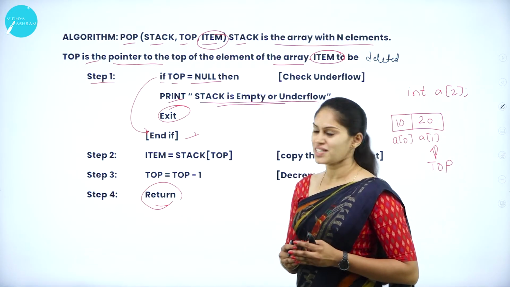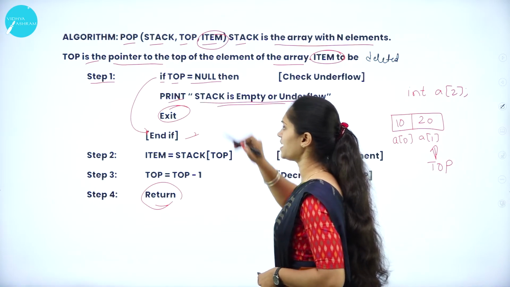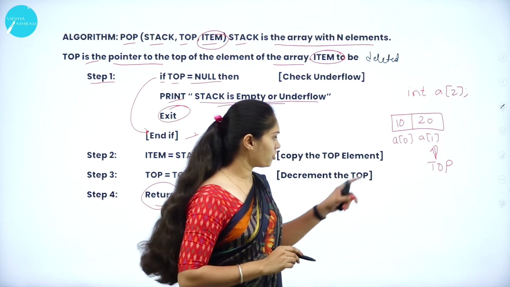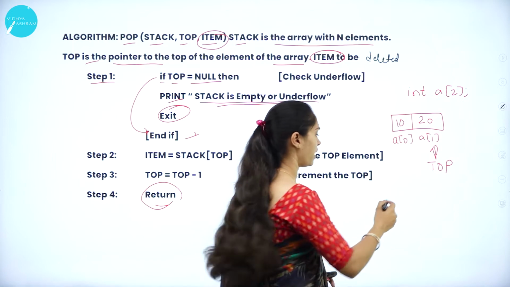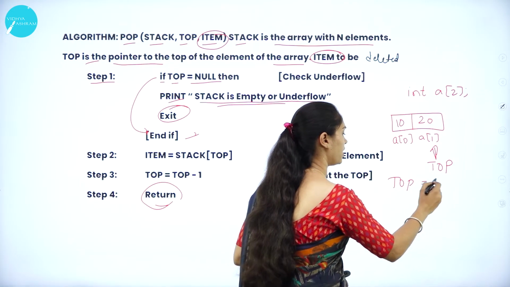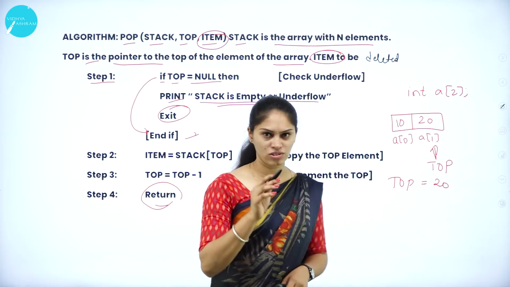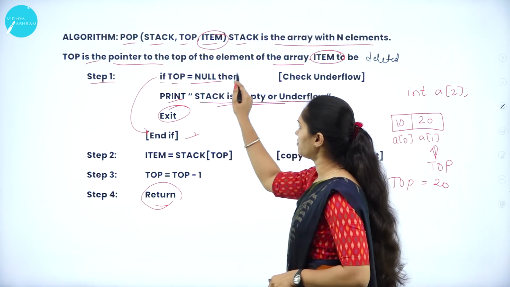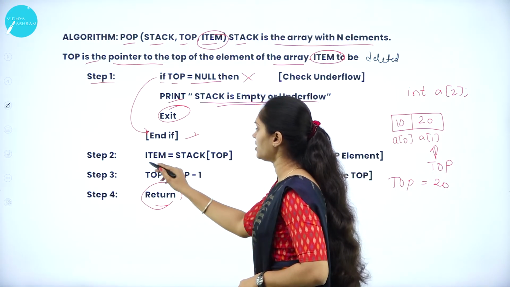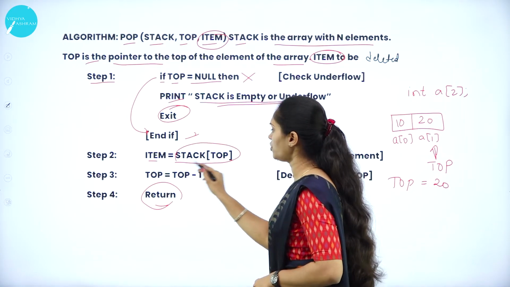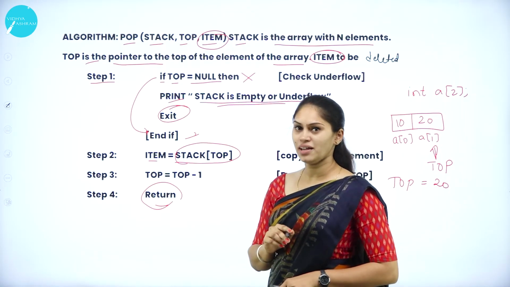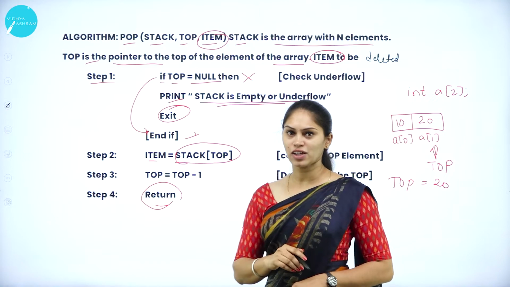So now let me check the first condition. Is top equal to null? If top is equal to null here? No, right? Why? Because top is equal to 20. Top is equal to 20, right? So it will become false and it will come here. Item is equal to stack of top. What does it mean? Item is equal to stack of top.